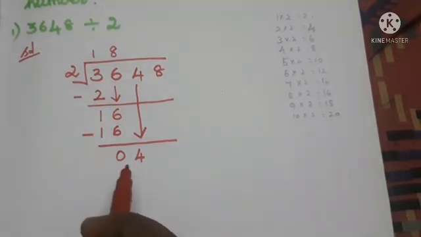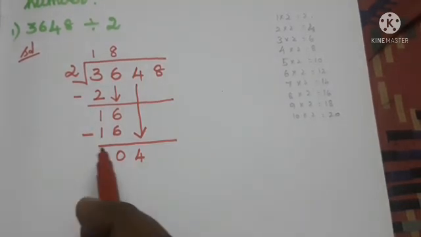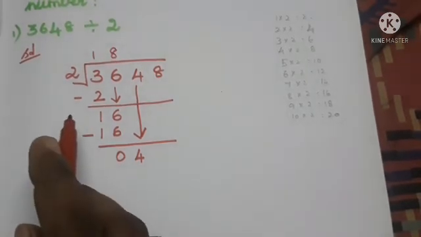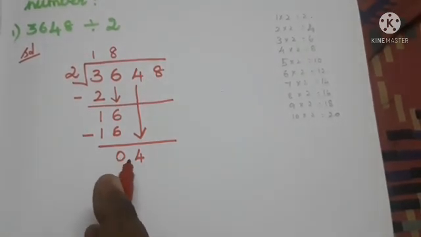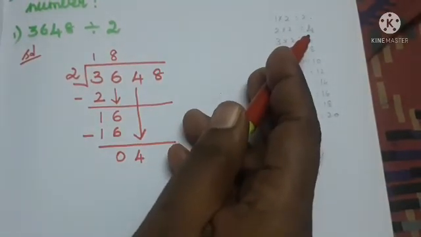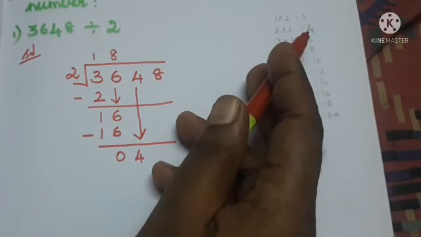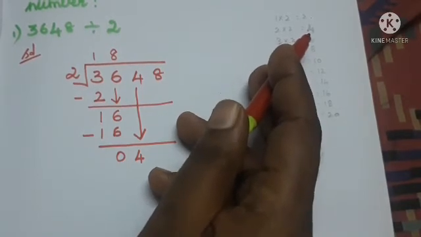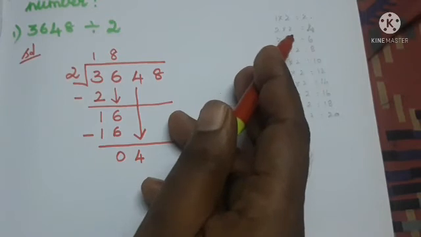Next we have to check it. In the 4, how many 2's are there? Otherwise you have to see the product value of the 2 table. So in the 2 table we have 4, isn't it? We have the exact value, we have 4. So where are we getting the 4? 2 into 2. 2 2's are 4, isn't it?